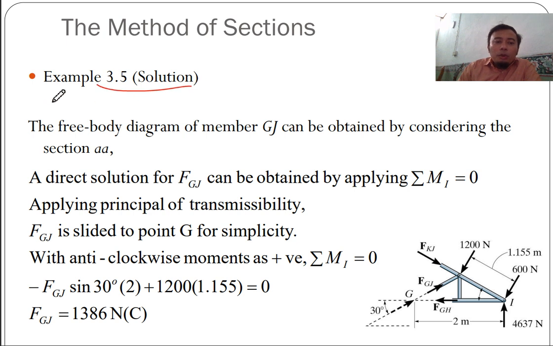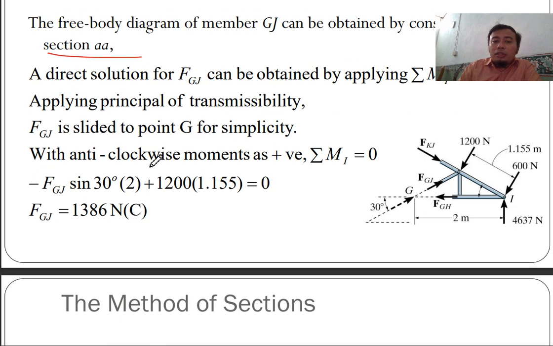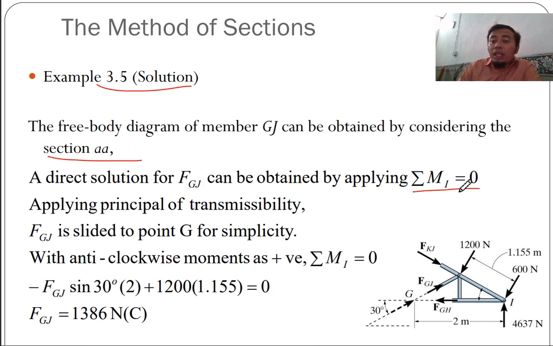3.5 solution. The free body diagram of member GJ can be obtained by considering section AA. So direct solution for FGJ can be obtained by applying moment at I. So you're taking moment here. By applying the principle of transmissibility, FGJ is slid to point G for simplicity. With anti-clockwise moment as positive, the summation of moment at I is equal to 0. So you transmit the force of GJ to point G.